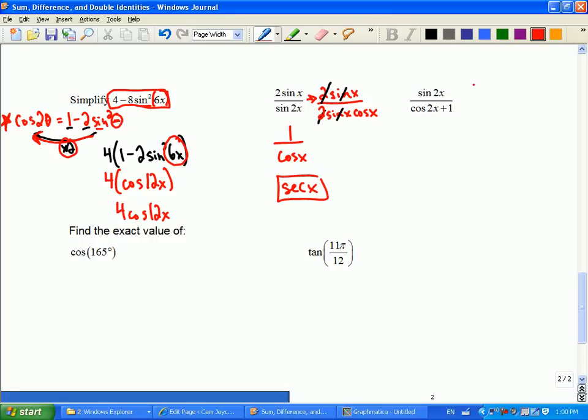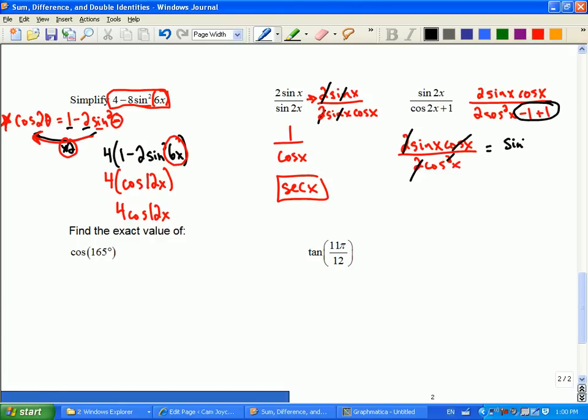I'm going to call this 2 sine x cos x over 2 cos squared x minus 1 plus 1. So then those things, of course, are gone, and I'm just left with 2 sine x cos x over 2 cos squared x. So out of my way, and I'm left with sine over cos, which is also known as, good, tangent of x.